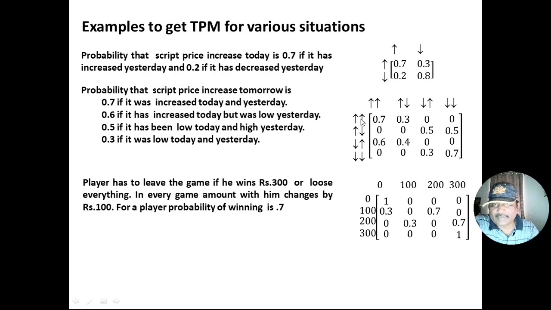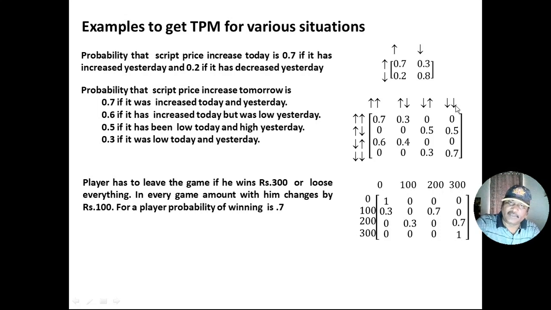So this is today and this is yesterday. Today increase and yesterday increase. The second is today and the first is yesterday. Yesterday increase and today increase, yesterday increase and today decrease, yesterday decrease and today increase, yesterday decrease and today decrease. Now what are these? The first is today and the second is tomorrow. Today increase, tomorrow increase; today increase, tomorrow decrease; today decrease, tomorrow increase; and today and tomorrow both decrease.